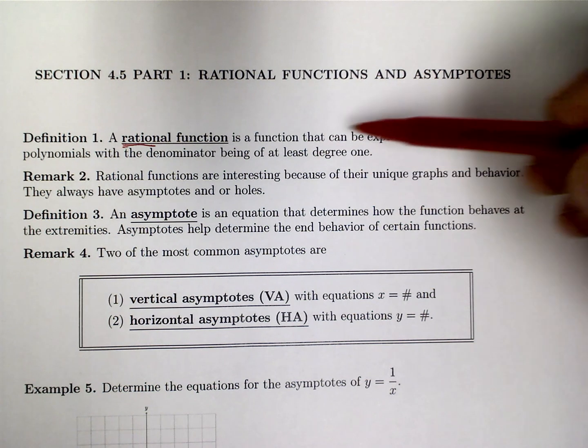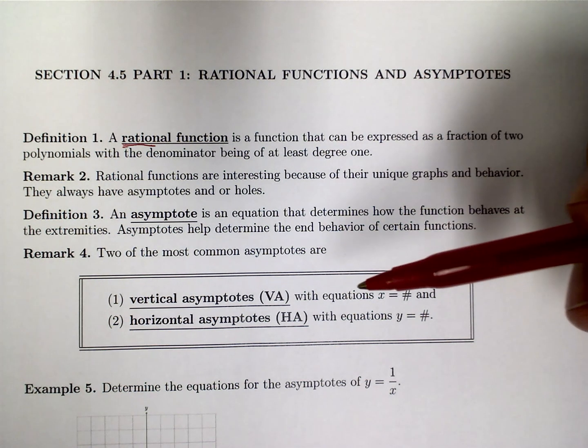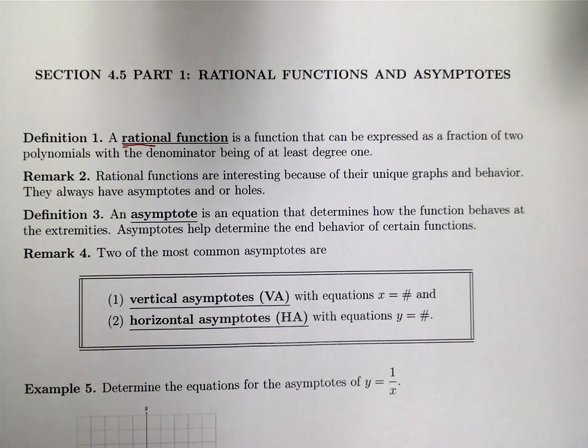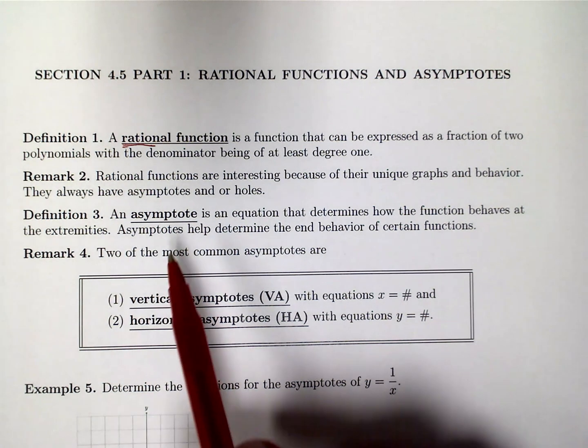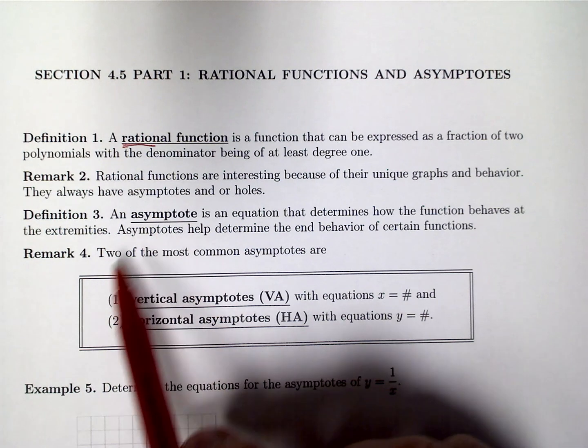Otherwise, we wouldn't have a variable in the denominator, and it could just be a number, and hence it will actually just simplify to being a polynomial. So why do we care about rational functions? Well, they have a lot of unique things in them. Amongst those are asymptotes and holes. Okay, and asymptotes, so we're going to start by talking about asymptotes.